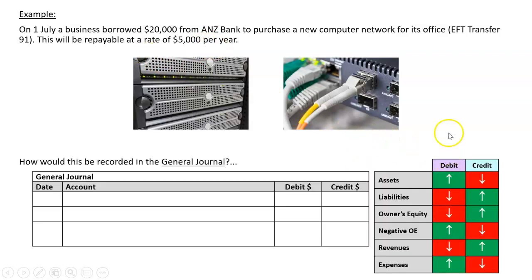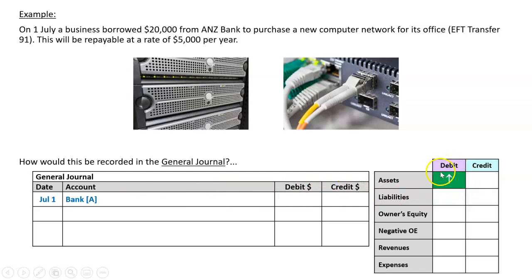So how would this be recorded in the general journal? Well, we've been doing a loan transaction from basically the beginning of the course, so this shouldn't be too difficult. In our general journal, we need to know the rules of debits and credits. First thing is, let's do the bank account. I've borrowed money, so I have more money in my bank account. So that is an asset and it's going up. So when an asset goes up, that's a debit.